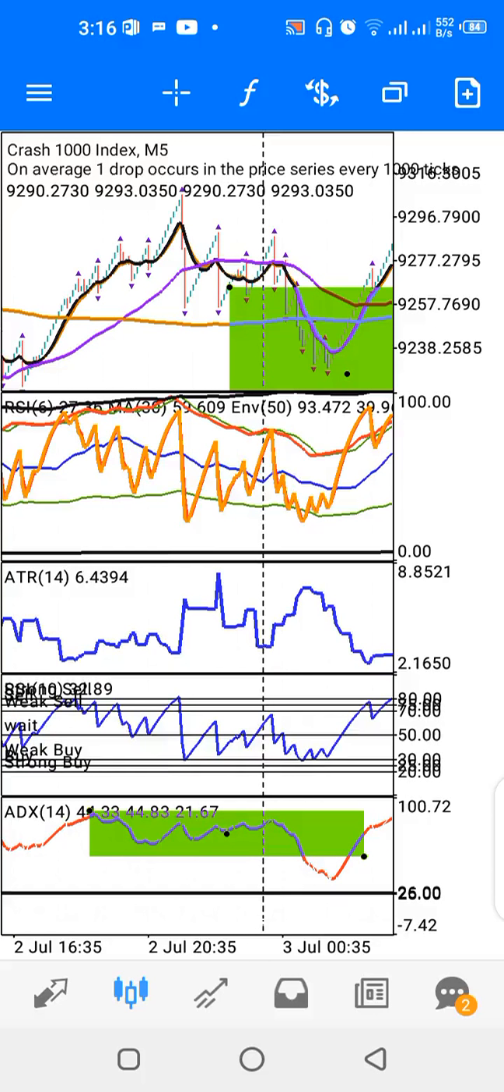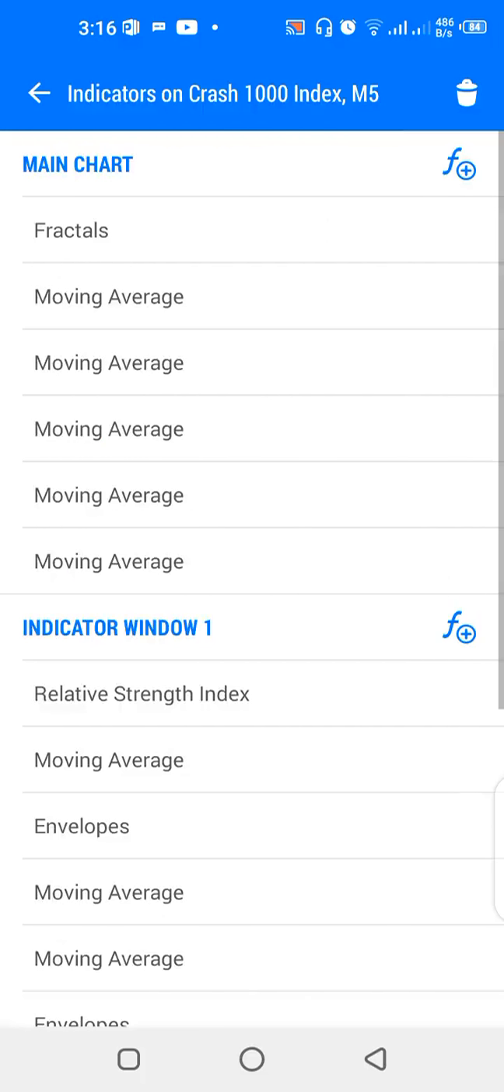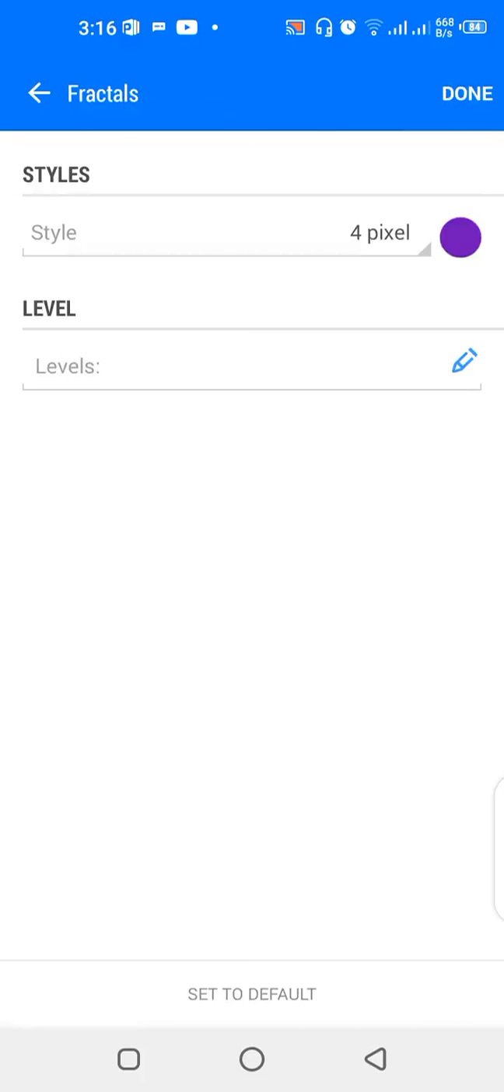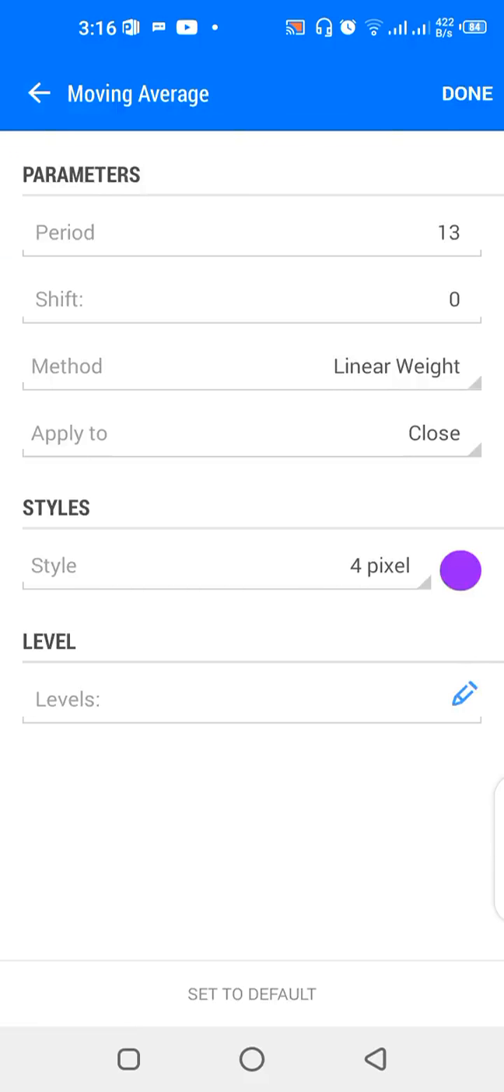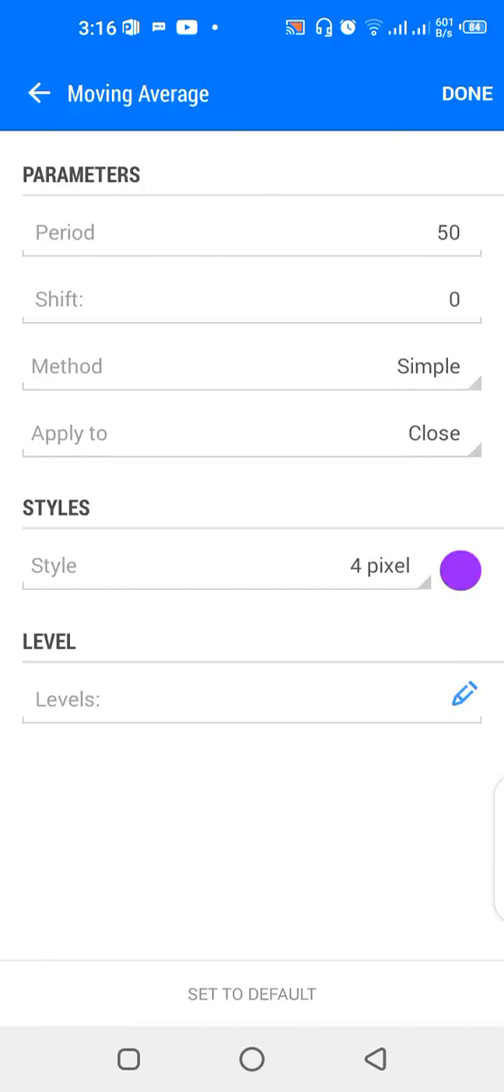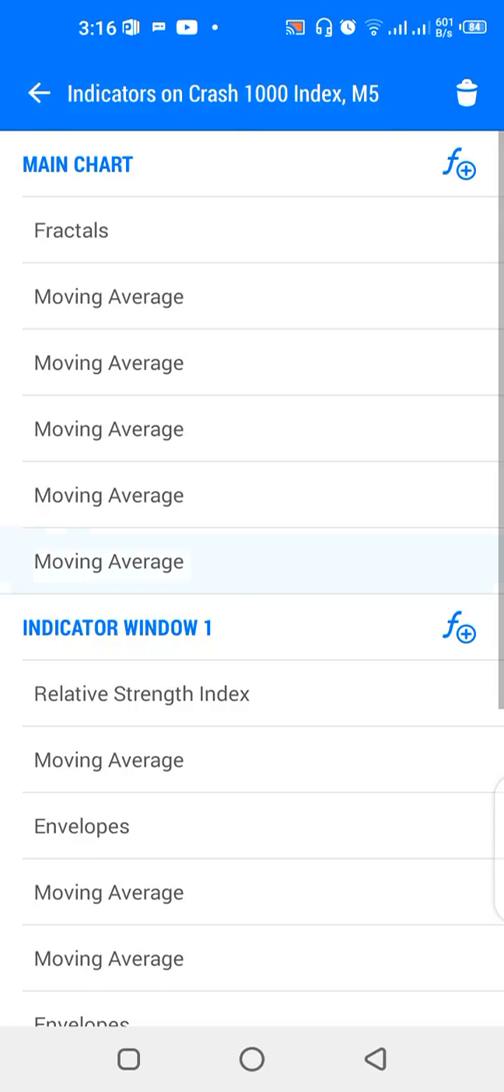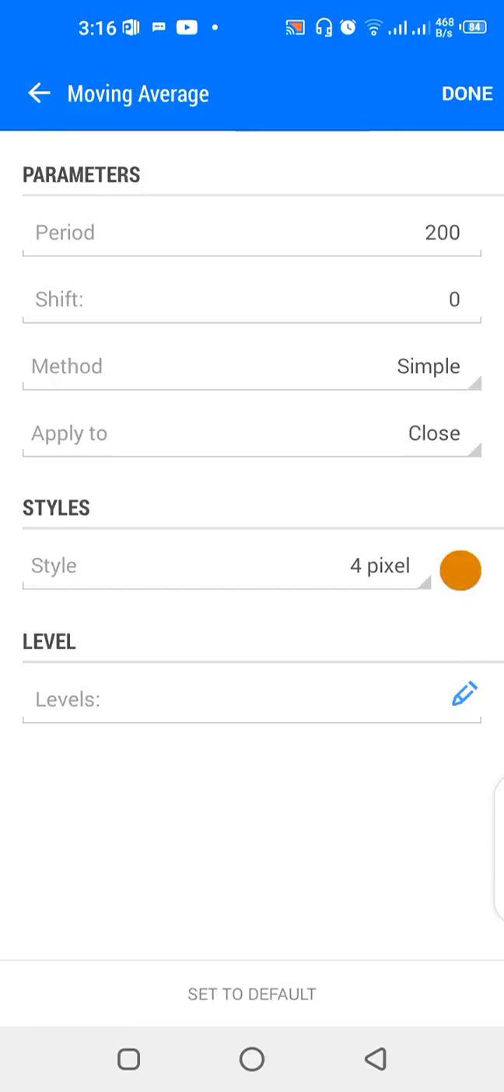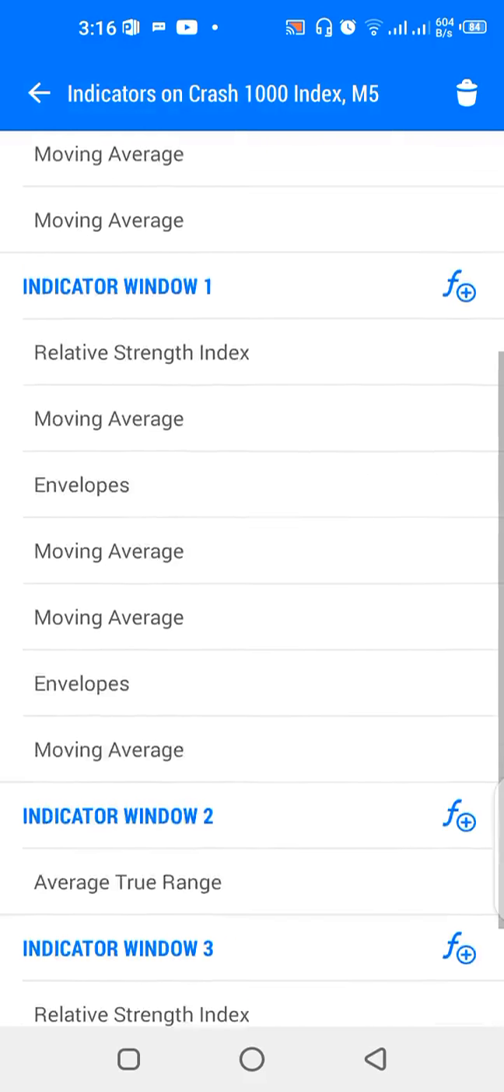Now let's look at the settings, the parameters for these indicators. We have fractals. We have 13 period linear weight moving average applied to close, color is purple. We have 14 period linear weight moving average applied to close, color is orange. We have 12 period linear weight moving average applied to close, color is black. We have 50 period simple moving average applied to close, color is purple. And then we have 200 period simple moving average applied to close, color is orange.